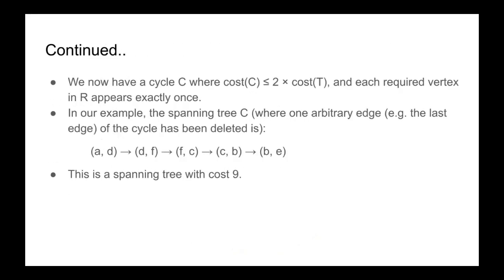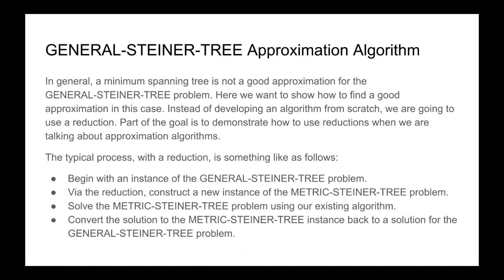Okay. Now let's consider how we will solve the general Steiner tree problem using the metric Steiner tree algorithm, which we just saw with the same proof. So in general, the minimum spanning tree, as we saw, is not a good approximation. So what we'll do is begin with an instance of the general Steiner problem via reduction. We'll construct a new instance of the metric Steiner problem, solve it using our existing algorithm, and then convert the metric Steiner instance back to a solution for the general Steiner problem.